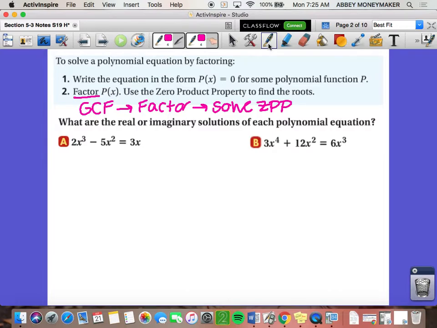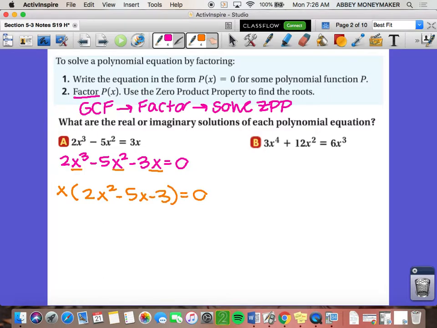So in this first example, it says, what are the real or imaginary solutions for each polynomial equation? We have 2x cubed minus 5x squared equals 3x. The first thing I'm going to do is bring that 3x over, and I set the equation equal to 0. From here, we can see that they all have at least one x in common, and I'm going to use that as my GCF and factor that out. That leaves me with x times 2x squared minus 5x minus 3, and that is still set equal to 0.